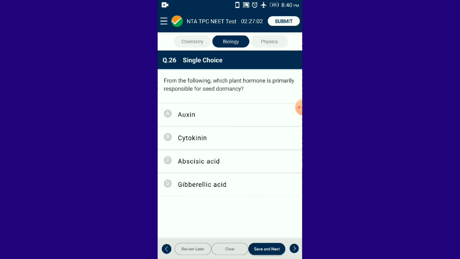Question number 26. From the following, which plant hormone is primarily responsible for seed dormancy? Abscisic acid. Abscisic acid is also known as stress hormone. This is a growth inhibitor that the plant synthesizes in normal conditions.